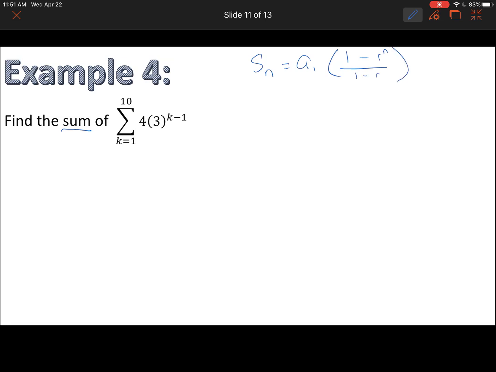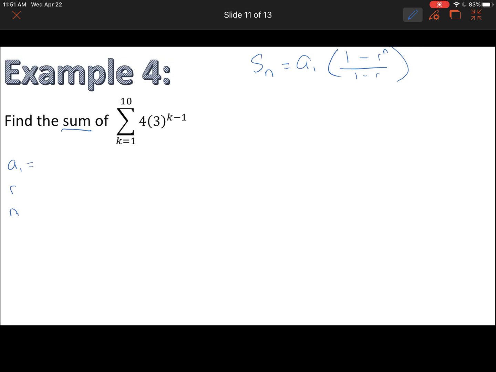What I like to do with problems like this is list all the things I need. In order to find the sum, I'm going to need the first term, the common ratio, and the number of terms. I'm going to fill in anything that I already know, and if I don't know something, then I'll go back to my explicit formula to figure it out.